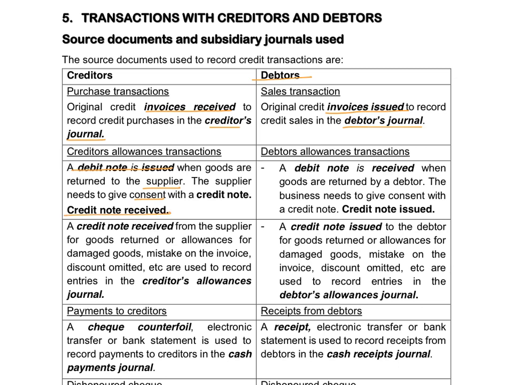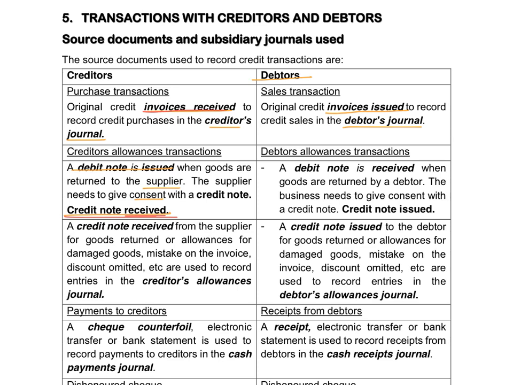So this is very important. When we buy on credit, we receive an invoice. If we return goods to the creditor, we will receive a credit note from the creditor. So invoices received, credit notes received has something to do with our creditors.